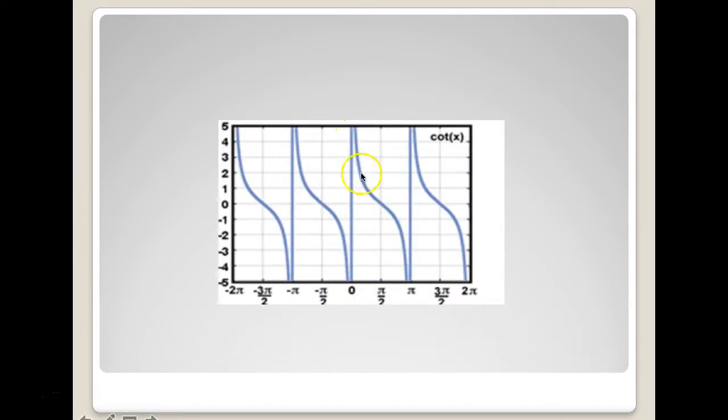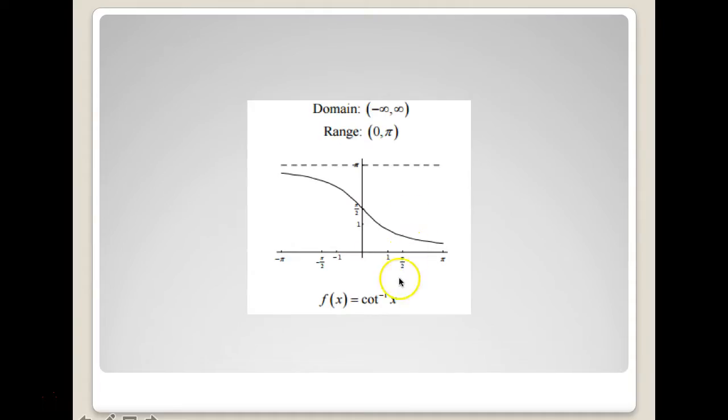Within the interval 0 to pi, the function is decreasing and hence 1 to 1. And this is the graph of cot inverse x. The domain is minus infinity to infinity and the range is 0 to pi, the open interval 0 to pi. It comes very close to 0 and very close to pi.